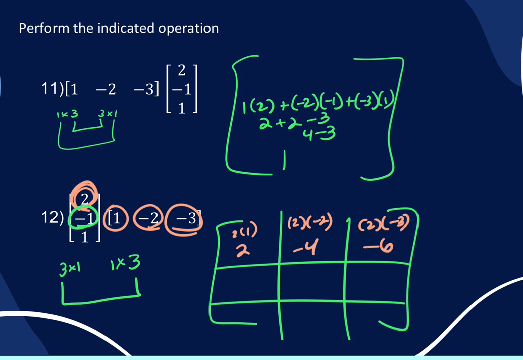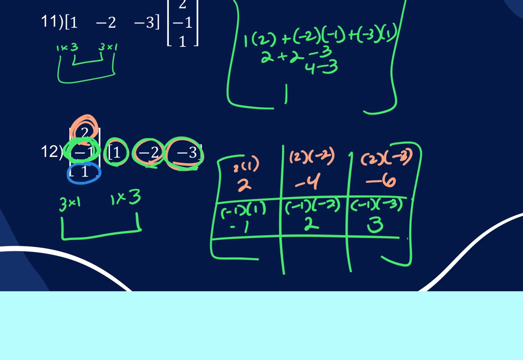And then you'd go row 2, same process. Row 2, column 1. Row 2, column 2. Good. Row 2, column 3. And then we go row 3. Row 3, column 1. Row 3, column 2. And row 3, column 3. Good. Let me finish this one first.